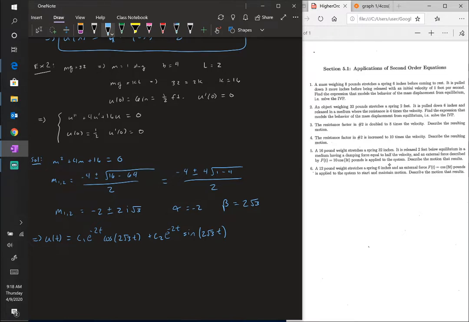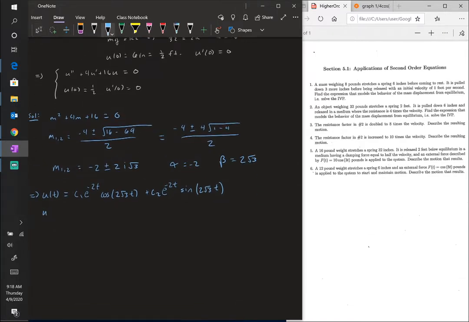So then, using the initial conditions, u of 0 equals 1/2. That's going to equal c1 e to the 0 cosine of 0 plus c2 e to the 0 sine of 0. That basically tells me c1 is 1/2. And some more work, u prime of 0 equals 0. That tells us that c2, I believe, is going to be 1/2 square roots of 3.